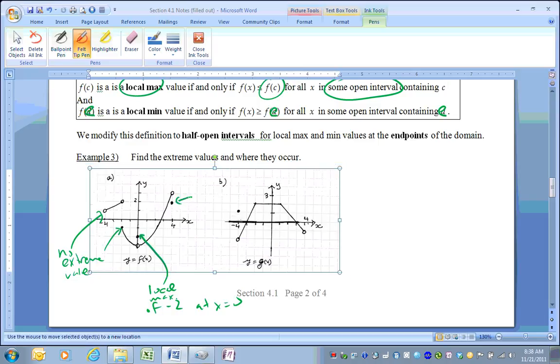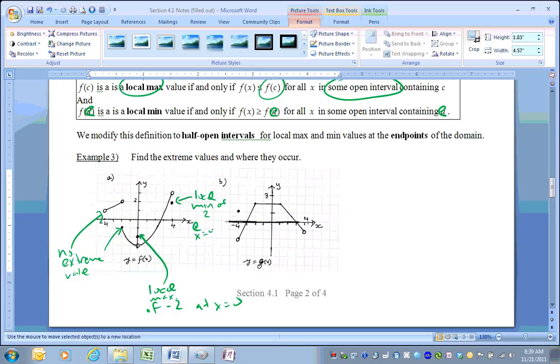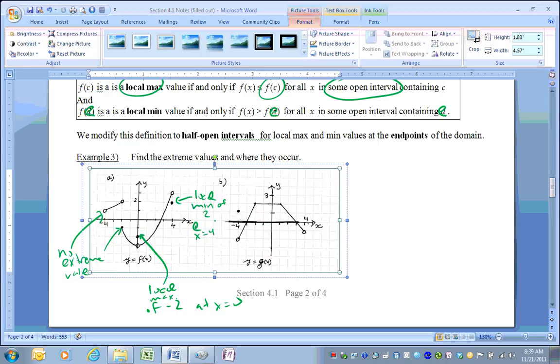This right here will be a local min. That point right there. And that's local min of 2 at x equals 4. So I won't have time to finish B.